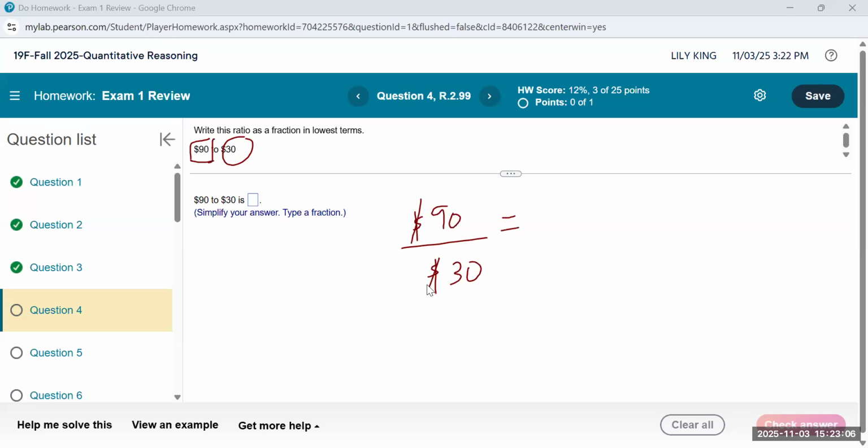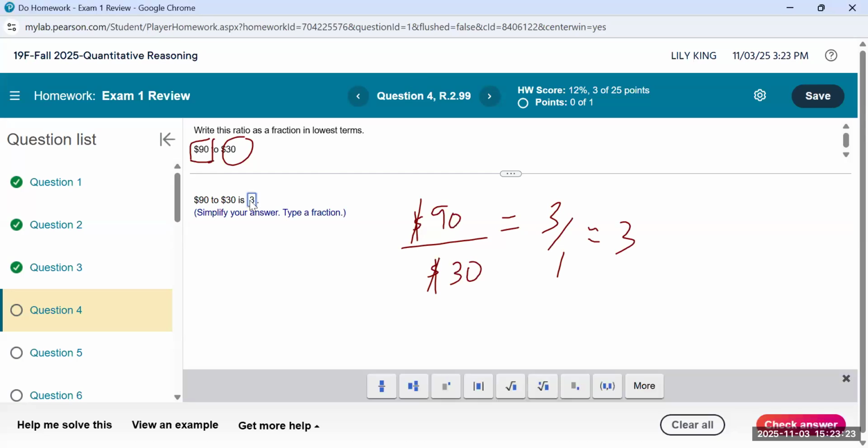And now we need to find the reduced form. The reduced fraction is 3/1, which is the same as 3. Since it is asking for a fraction, I'm going to put this as 3/1.